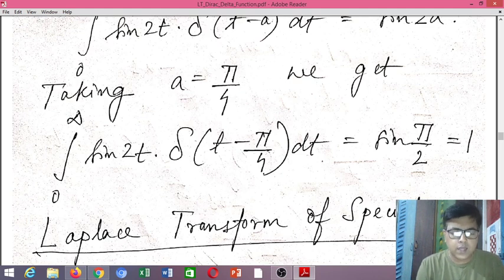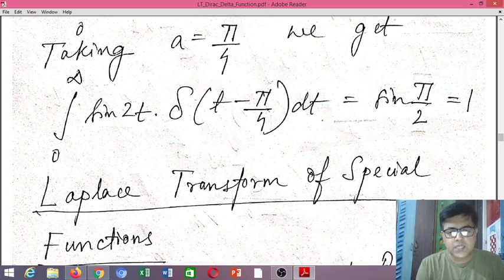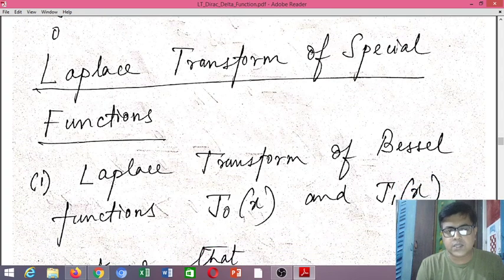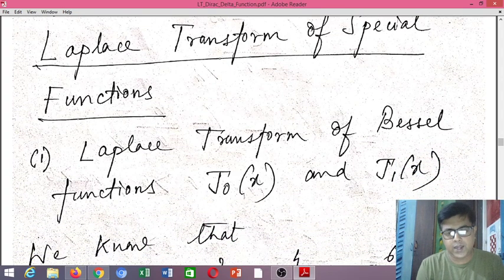Now having done that, we come to the Laplace transform of some special functions. There are some functions in calculus which we call special functions. As far as the syllabus is concerned, we will be dealing with three such special types of function. One is called the Bessel function, the second one is called the error function, and the third one is called the Laguerre polynomial. So one by one we will try to find out the Laplace transform of each of these three functions. First we come to the Laplace transform of Bessel functions, that is of order 0 and order 1, known by the name J0(x) and J1(x).